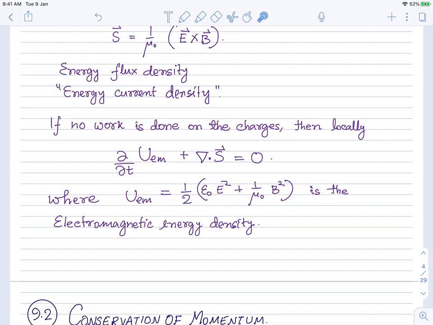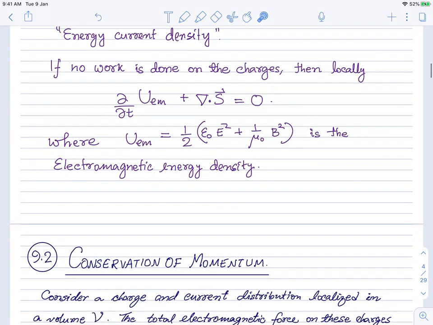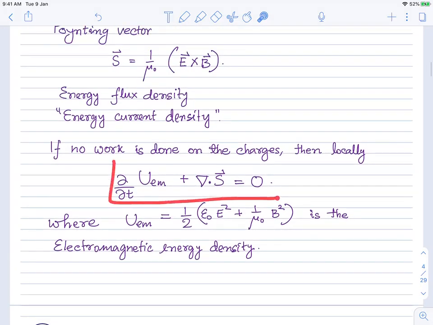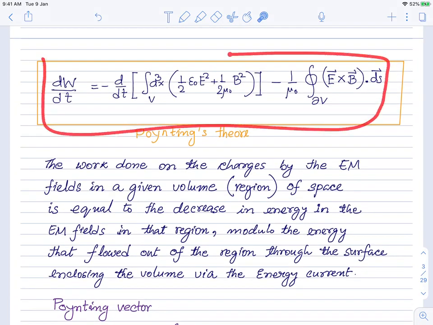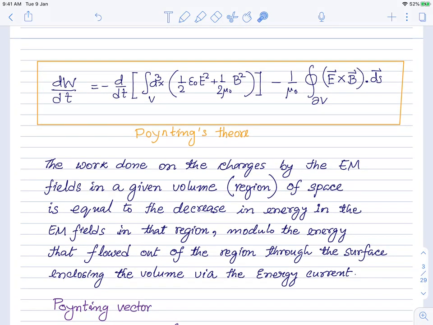Okay, very good. This is something very important. Therefore, this equation, Poynting's theorem, is a statement of conservation of energy in a system where you have charges, and electric and magnetic fields together with some charged particles. This is the most general form of the energy conservation statement.